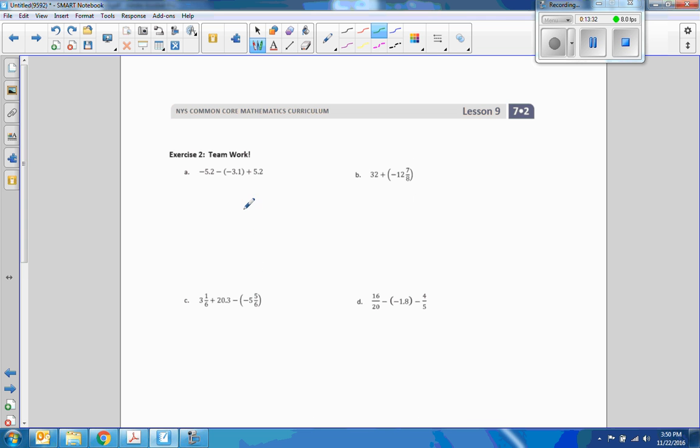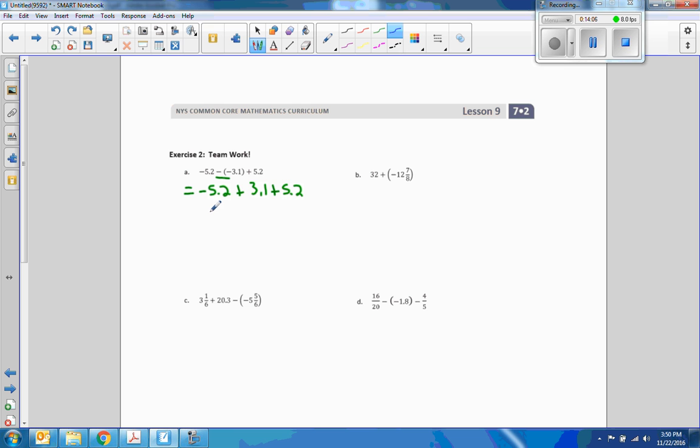Now we're going to do the same thing, but we're not going to focus on the rules, the properties. We're not going to write the properties down, but we want to use these same steps. Okay, so don't cut corners. We want to rearrange and show all of our work. So I'm going to say that this equals negative 5.2 plus 3.1 plus 5.2. Okay, first step was I got rid of that negative and called it plus.